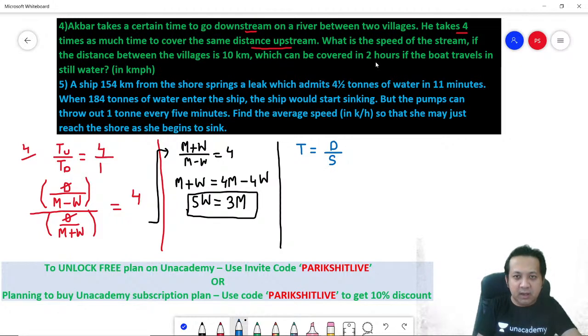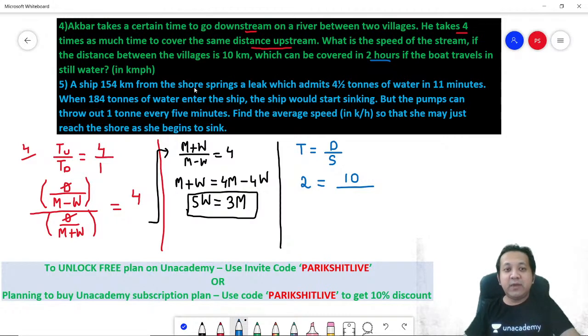What is covered in 2 hours? So time is 2 hours. What is the distance? Distance now it will be required 10 kilometers, right? Which can be covered if the boat travels in still water. If the boat travels in still water, what will happen?